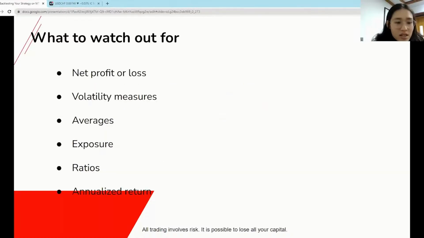Let's see if I have the slides here. Okay, these are some things to just watch out for: net profit or loss, volatility measures, averages, exposure, ratios, and annualized return. But the process is typically you start off by formulating a trading strategy that includes specific entry and exit rules. This strategy can be based on technical indicators, fundamental analysis, quantitative models, or a combination of factors that we've mentioned on this slide.